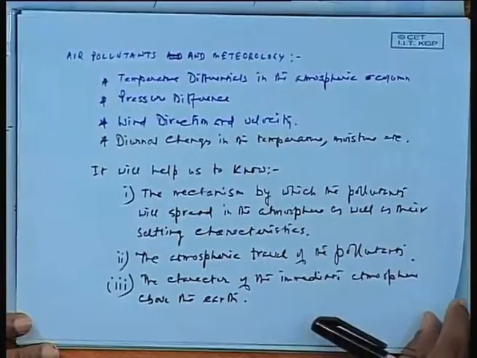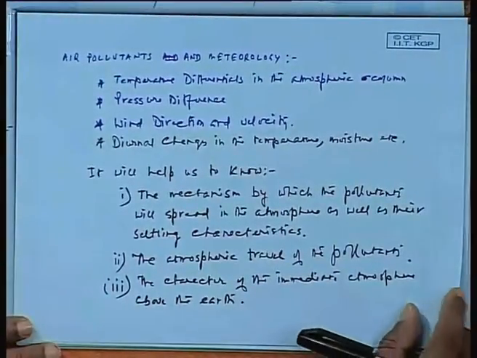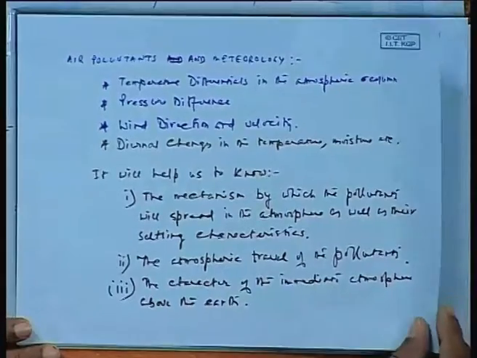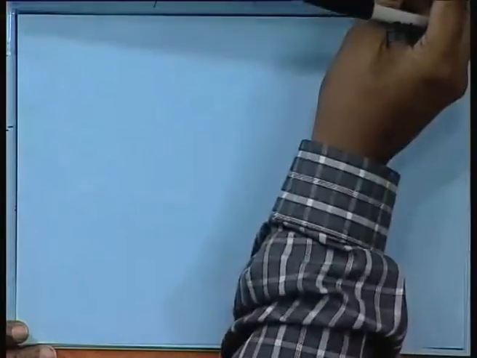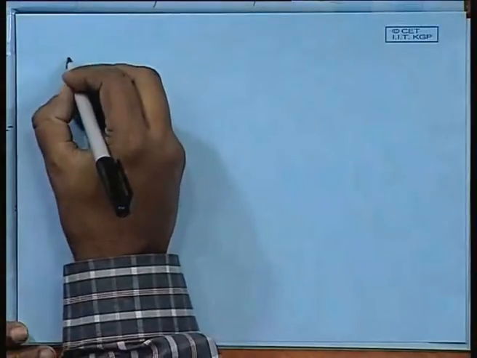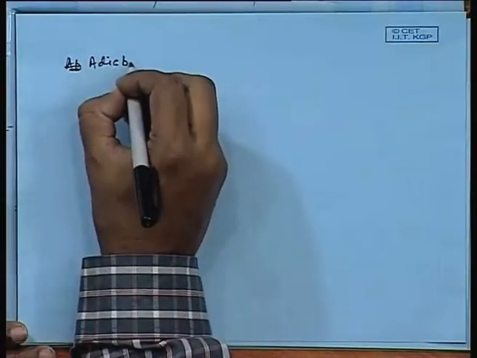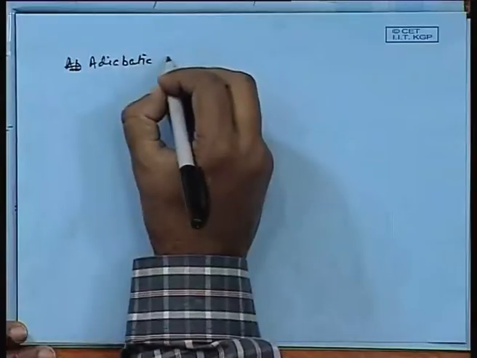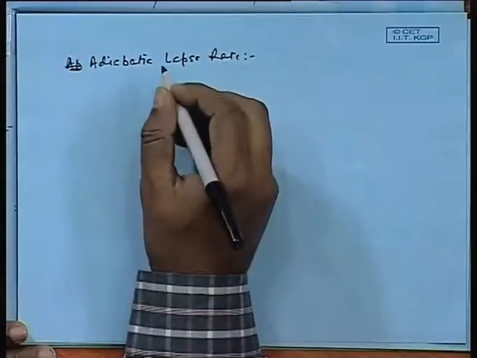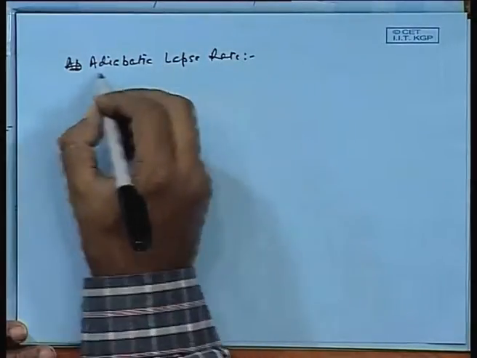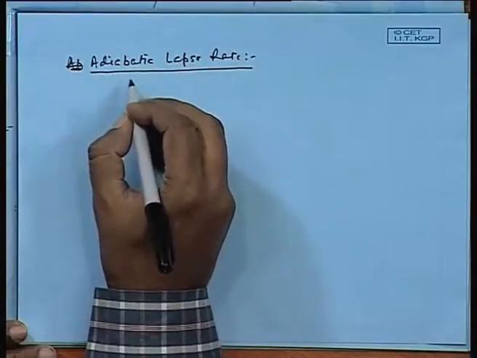Okay, now before we go further, let me explain more about this. What are the typical things that we generally observe? One very important topic to discuss here is the adiabatic lapse rate. We'll come back to this. I am going to define this mathematically. This is the adiabatic lapse rate.